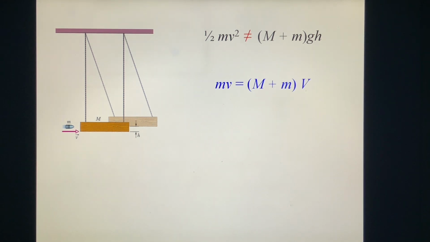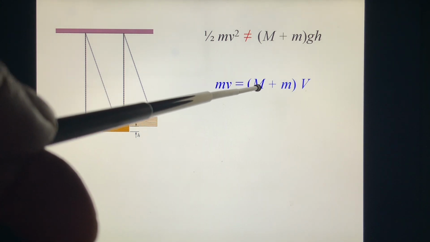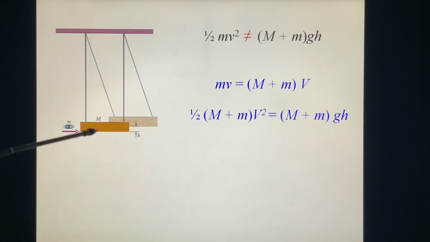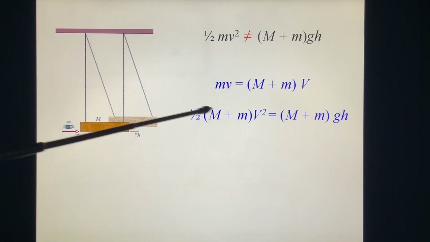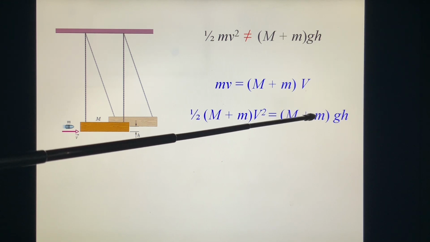In this process, kinetic energy, or mechanical energy, is not conserved, because you have heat energy disappear, right? And then after that, these move together. During that, there is no other heat, no other energy loss. So we have mechanical energy conserved. Here, with the velocity V together, they move: half (m plus M) V squared is equal to (m plus M) g h.